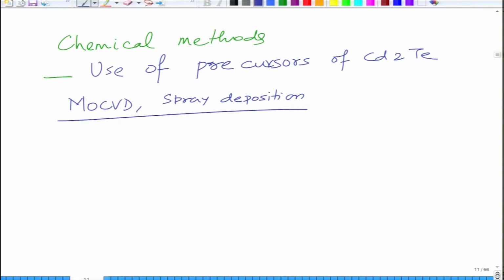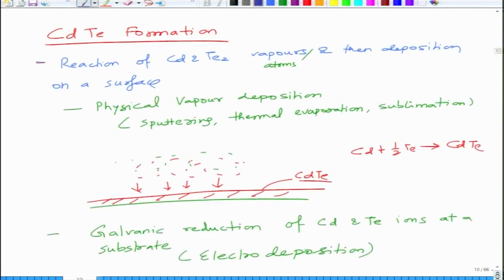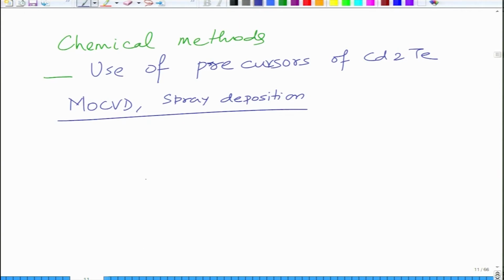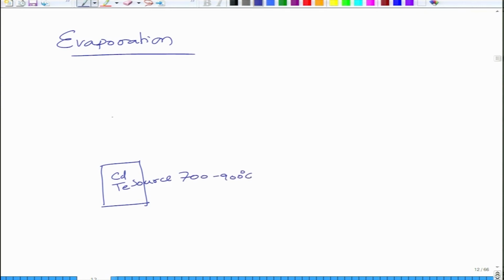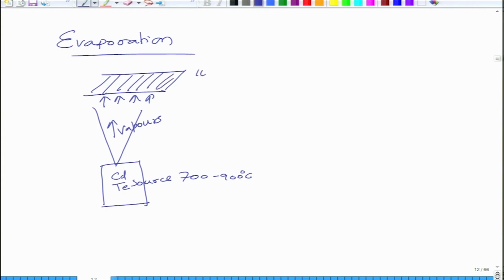So there are various processes that one uses. As I said, CdTe can be deposited by evaporation. So in evaporation, you have a substrate, and you have a source of solid CdTe. You evaporate it at 700 to 900 degrees centigrade. The vapors go out, and you have a substrate here. These vapors deposit on this substrate, at 10 power minus 6 torr vacuum, and the substrate is held at about 400 degrees centigrade, and then you make a thin film formation.